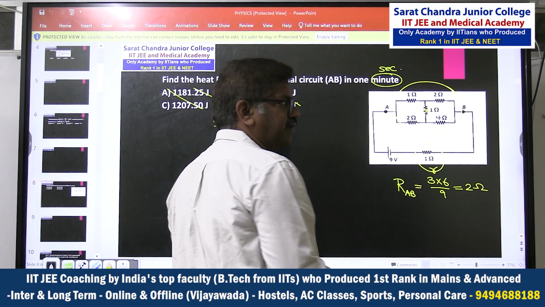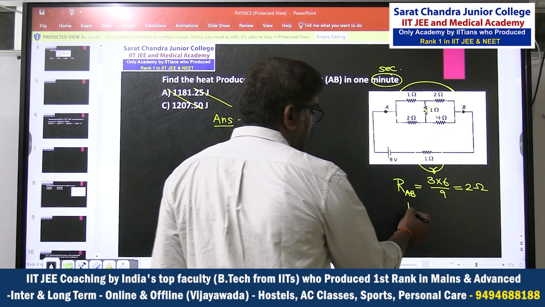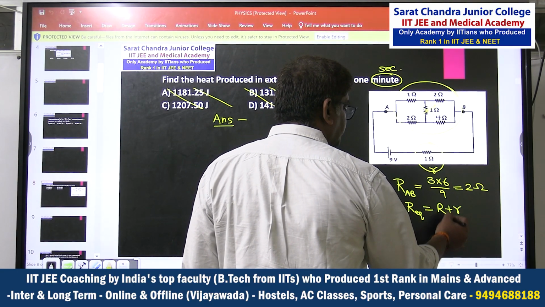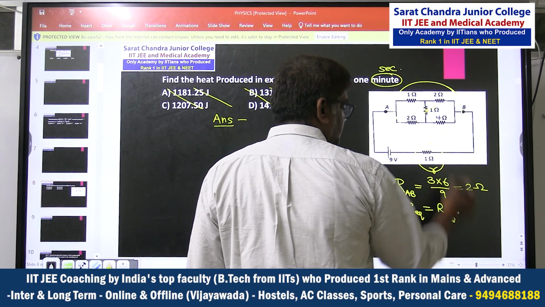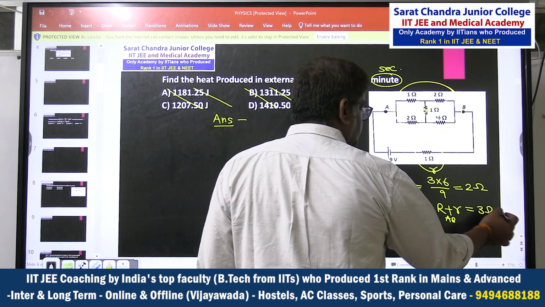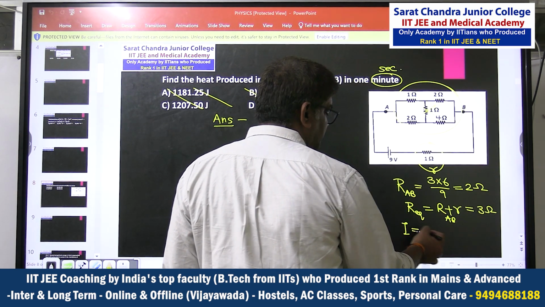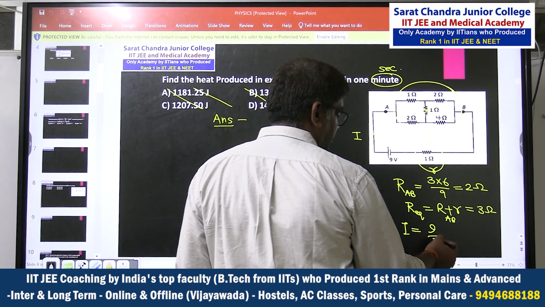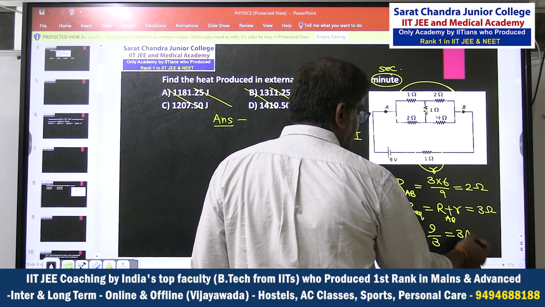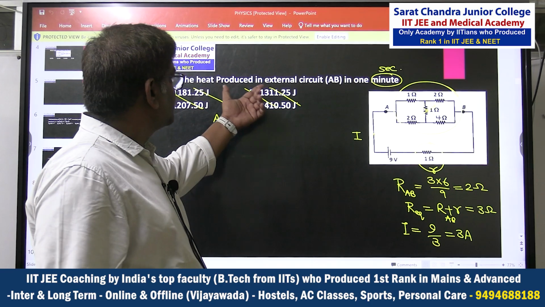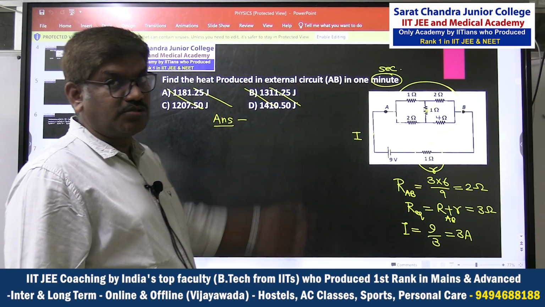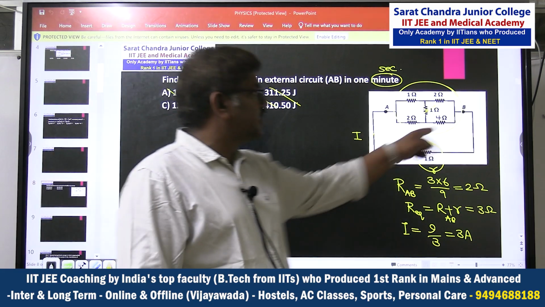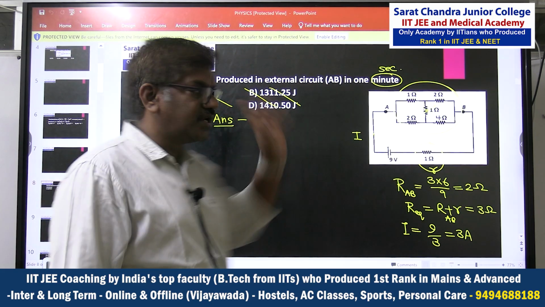So R across AB will be 2 ohm, and R equivalent of the entire circuit will be RAB plus small r, which equals 3 ohm. With the help of this, we can find the current in the circuit, which is going to be 9 by 3, equals 3 ampere. Now, as you can see in the question, what is given? External circuit. So they are not interested in the entire heat generated. They are interested only in the heat generated in this external circuit.